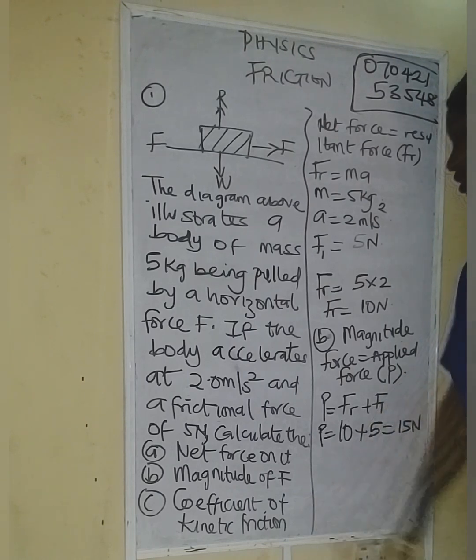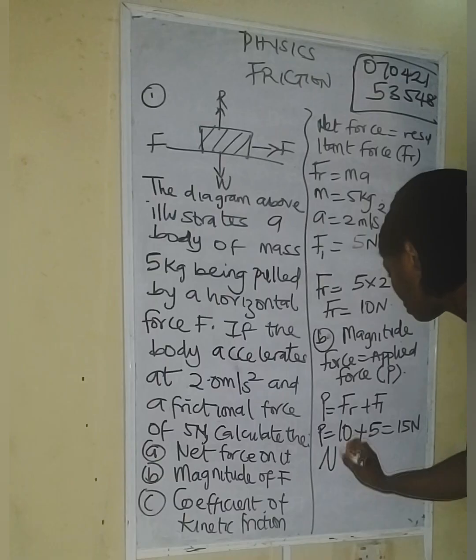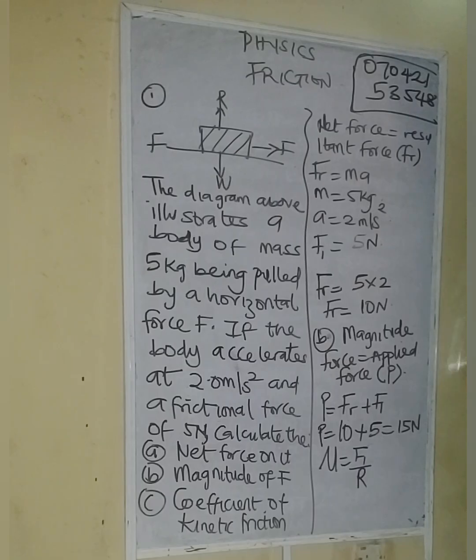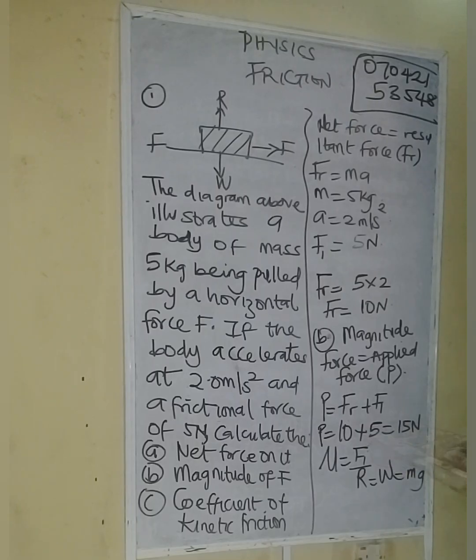So we have to get the coefficient of kinetic friction. So our coefficient of kinetic friction is frictional force over the normal reaction. Are you getting it now? So our normal reaction is also equal to weight, and the formula for weight is mass times acceleration due to gravity, which is mg. Okay, are you seeing it now? So what is our frictional force? Our frictional force is given as 5.